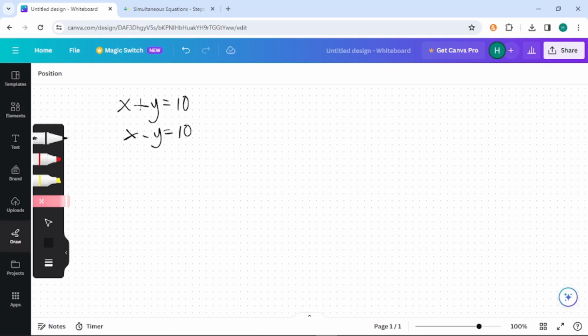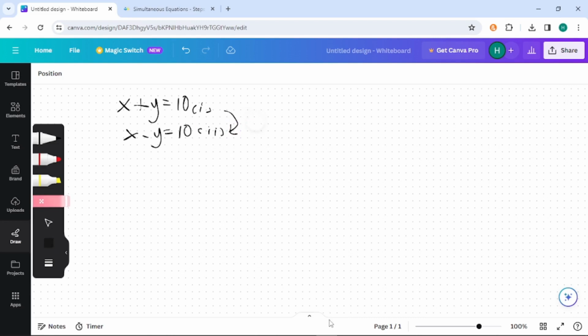For example, I'm going to eliminate y because x is cool. So how do we eliminate y? Well, there are two ways you can do that. We can add both of these equations together, or we can subtract one equation from the other.